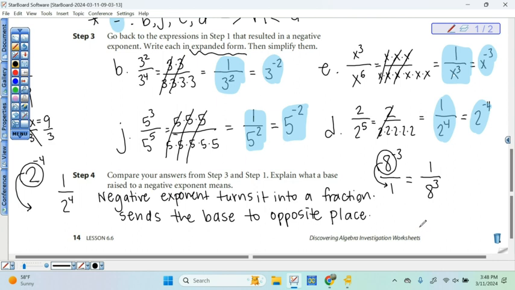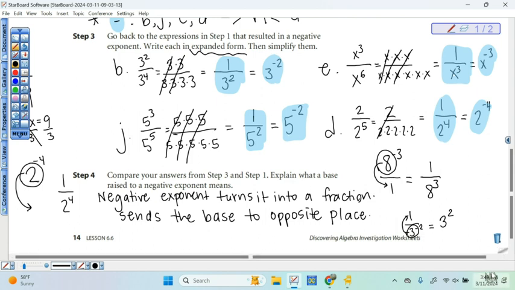Okay, and the same thing goes if I start with a negative in the denominator. If I have 1 over 3 to the negative 2, that negative 2 takes the base and sends it to the opposite place. So it becomes just 3 squared. Okay? It's kind of weird. It's especially difficult to verbally explain it. You know what I mean? But once you get the pattern of it, it's really not that bad.